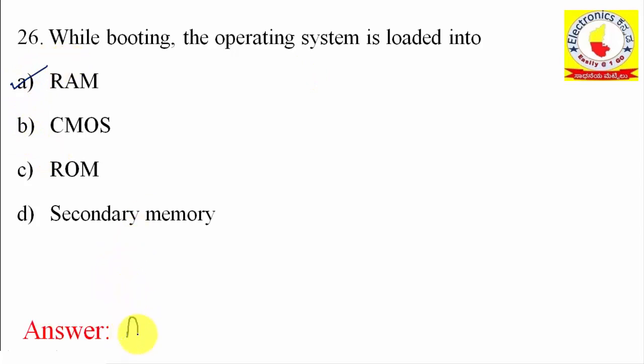Now what does RAM stand for? Random access memory. CMOS is out of the box. ROM stands for read only memory. Secondary memory is hard disk. See, the operating system will be loaded into secondary memory, but you are going to temporarily bring it into primary memory, say RAM. So while booting especially, we are going to transfer the data from secondary to primary storage.